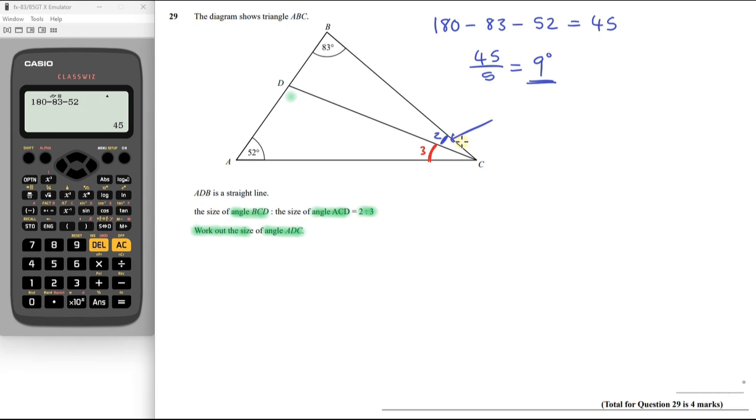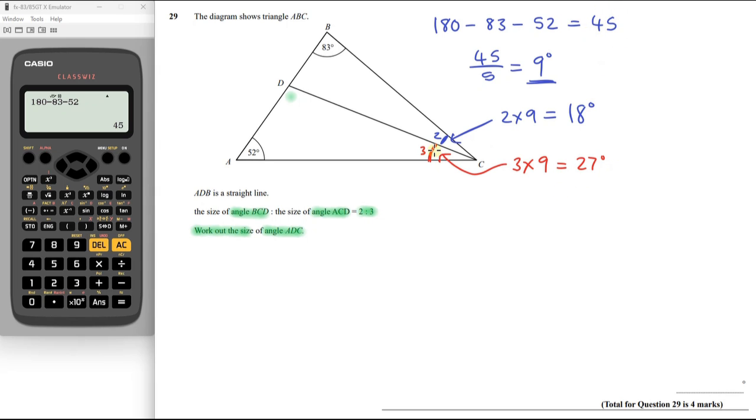So this angle, well, that's going to be 2 times 9, and 2 times 9 is 18 degrees. And now if I focus on this angle here, well, this angle is going to be 3 lots of 9, 3 times 9, and 3 times 9 is 27. And notice when we add them together, we do get 45 degrees.